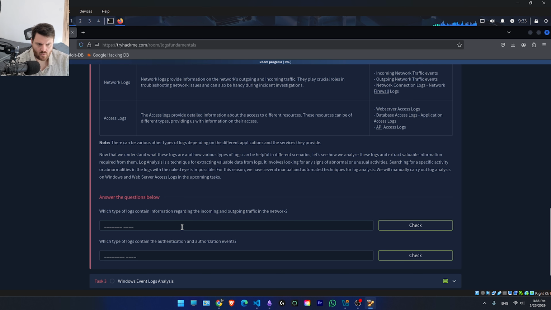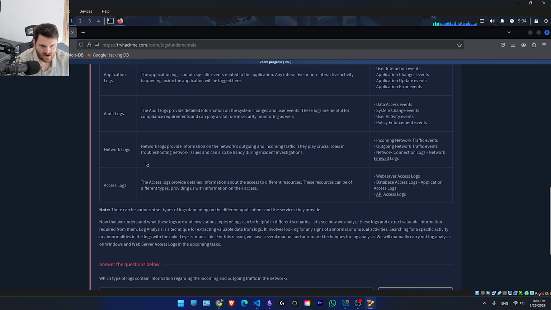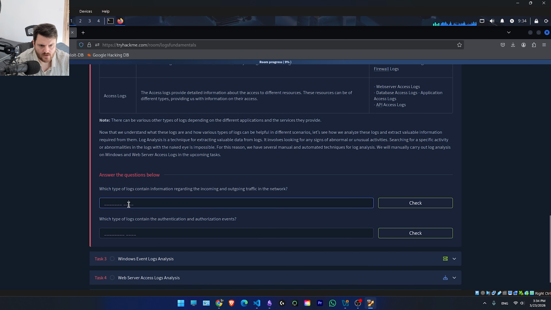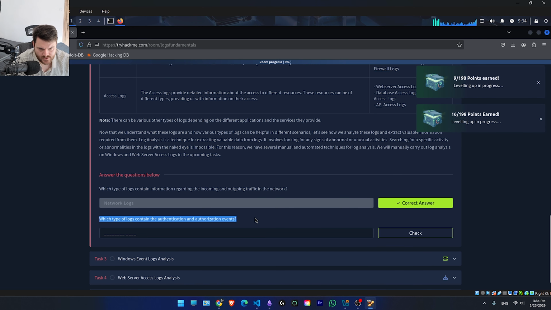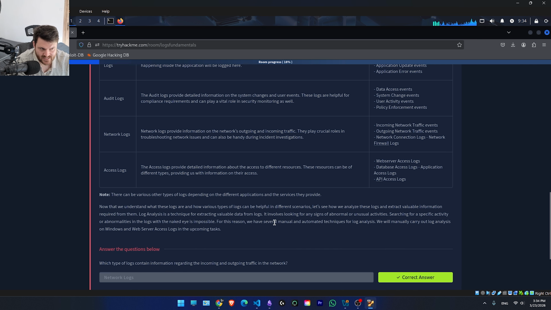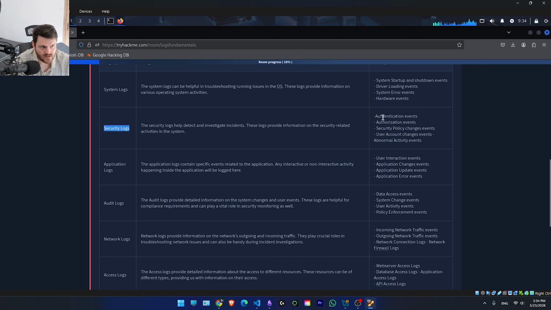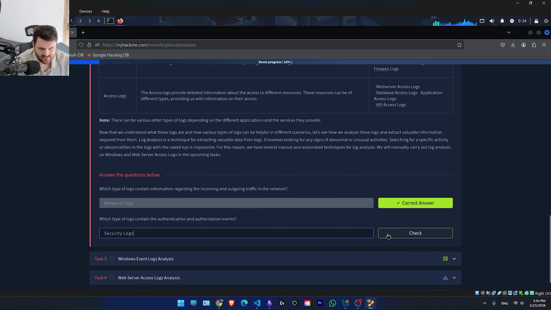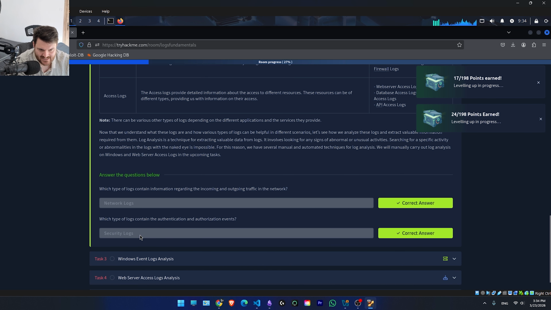Answer the questions below. Which type of log contains information regarding the incoming and outgoing traffic of the network? Network logs. Which type of logs contains the authentication and authorization events? Authentication and authorization events, we will find them in the security logs.